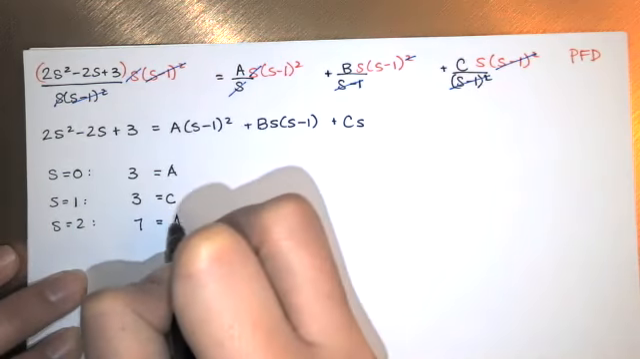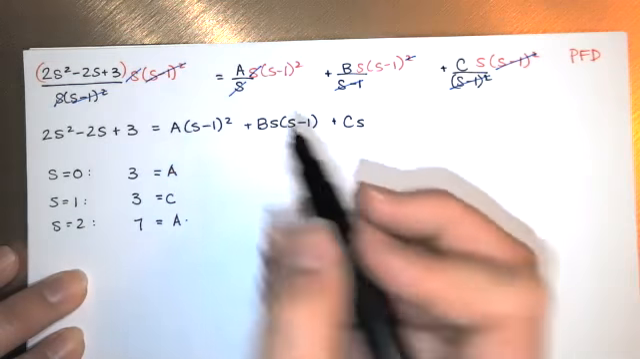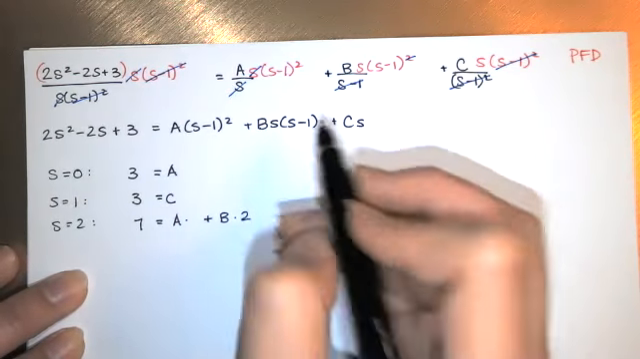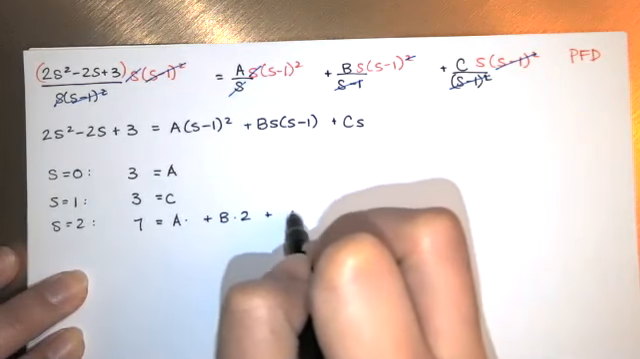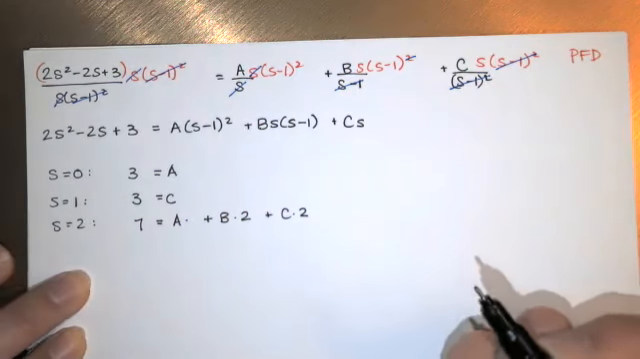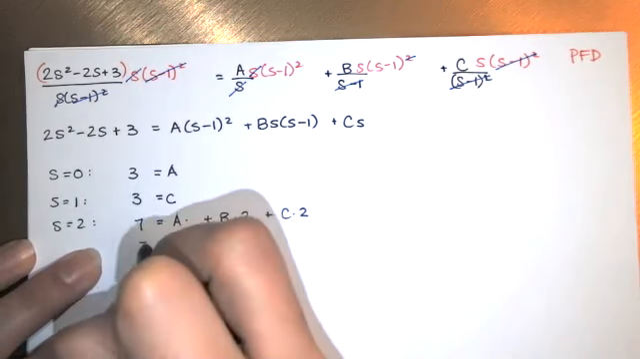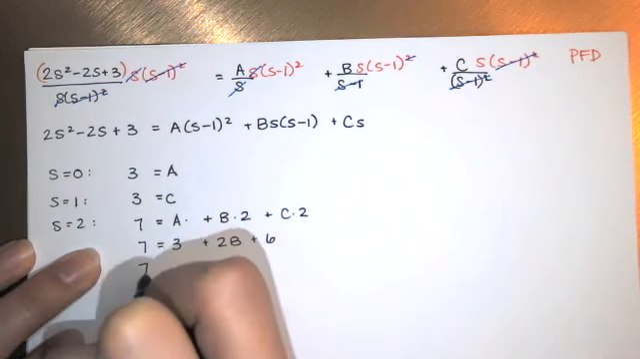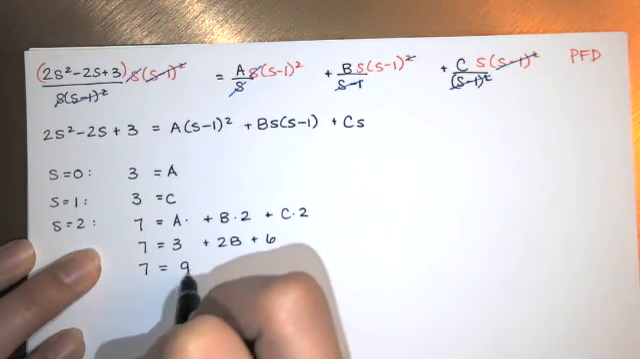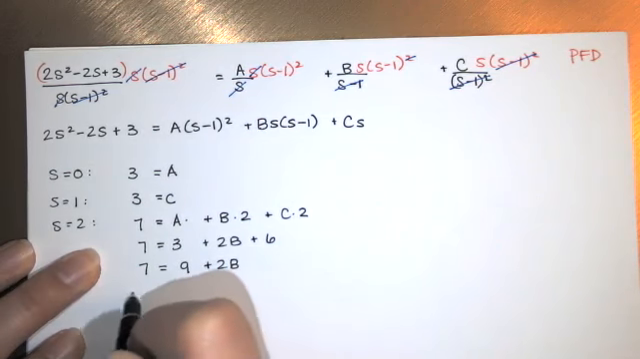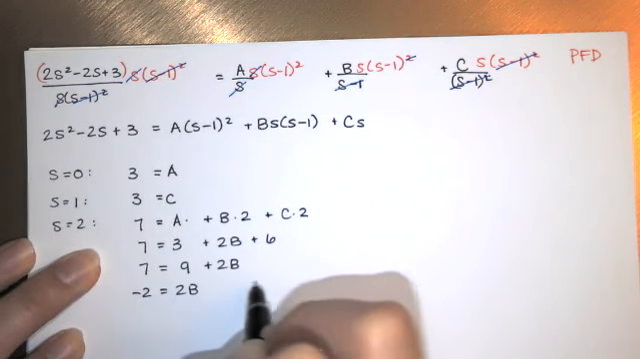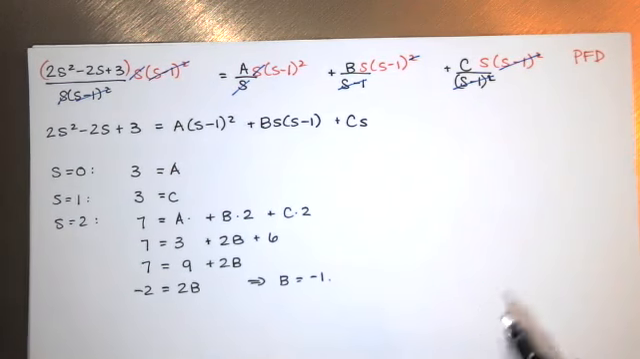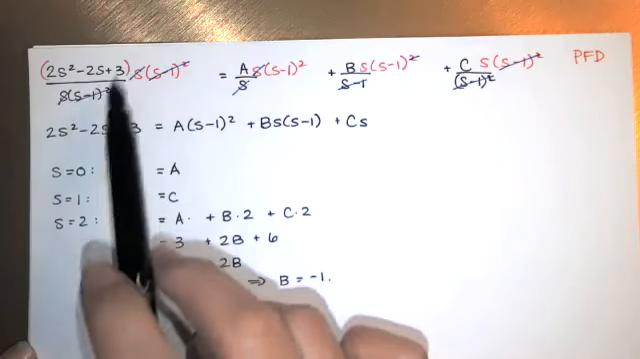And then I'll have a times 2 minus 1 is 1. 1 squared is 1. Plus b times 2 minus 1, which is 1, plus c times 2. And we know that a and c are both 3, so this is 3 plus 2b plus 6. So we end up with 7 equals 9 plus 2b. So subtract 9 from both sides, and then divide by 2 to solve for b, and you get b equals -1. Okay, great. So now we know the partial fraction decomposition for this guy.